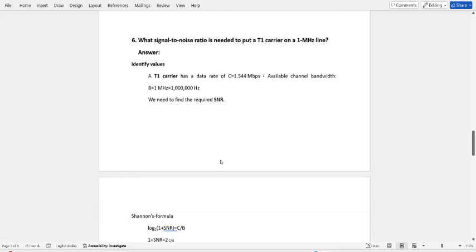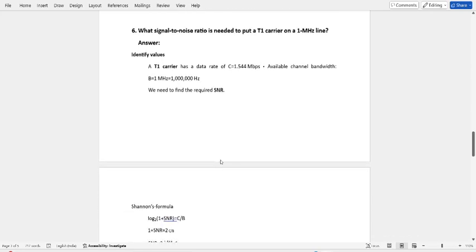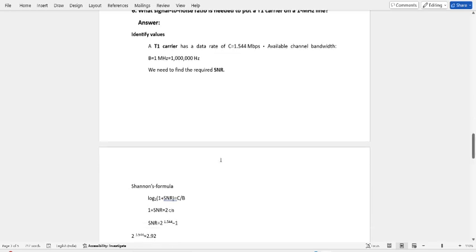Now sixth one. What signal to noise ratio is needed to put a T1 carrier on a 1 megahertz line? The answer: a T1 carrier has a data rate C equal to 1.544 Mbps. So the available channel bandwidth is 1 lakh Hz. We need to find the required SNR.